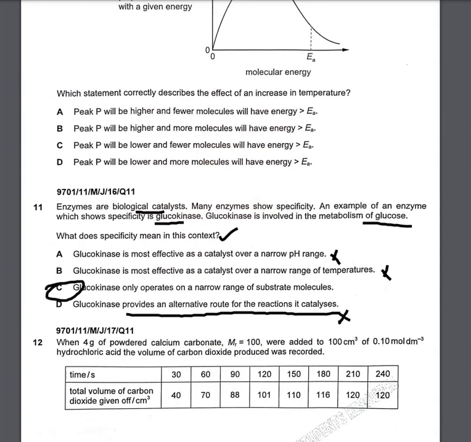While C is your right answer. Why? Glucokinase only operates on a narrow range of substrate molecules. It only catalyzes a smaller number of molecules. That is why it is specific to glucose. So C is your right answer.